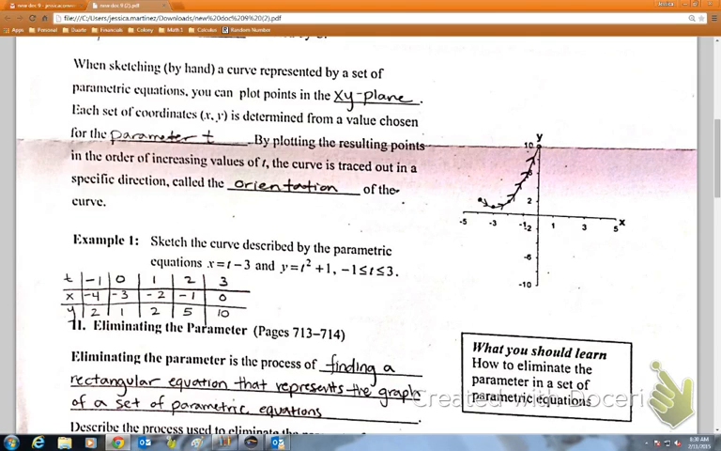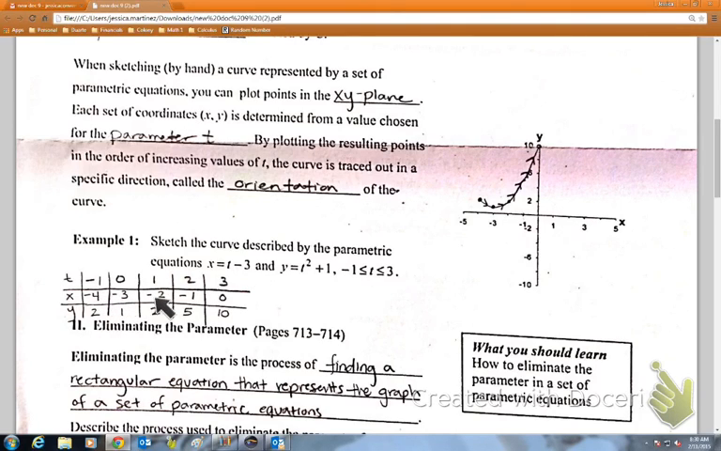Here we have -1. Here we have 0. Here we have 1. Here we have 2. And here we have 3. So those are all the whole numbers between -1 and 3. So I take -1 and I plug it into the x function. So -1 minus 3 gives me -4, and that's how I got that -4.